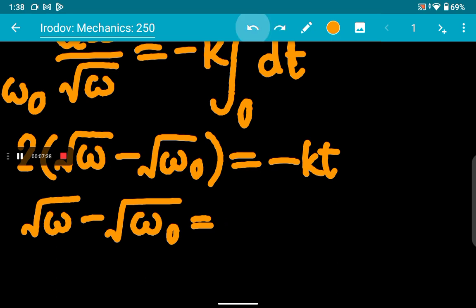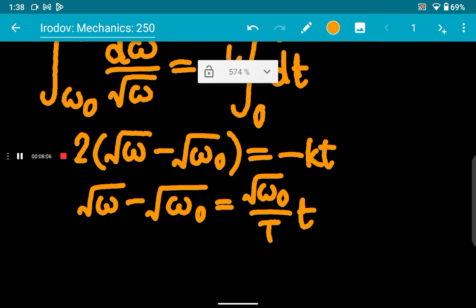So, and also the minus will be, no, will the minus be gone or will it stay there? No, the minus will be gone. No, I'm very sorry, the minus will stay there because it's decelerating. So the minus has to stay there anyway. I mean, even if my mathematics is wrong somewhere, the minus has to stay. So this is root over omega naught divided by t into t.